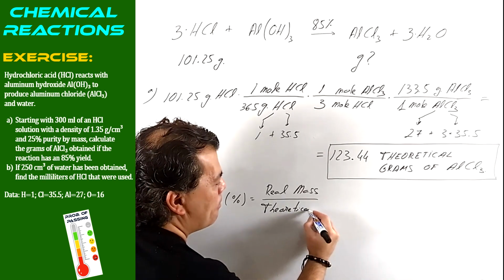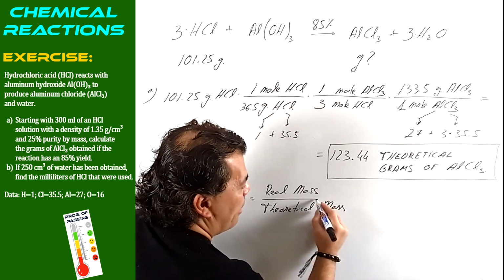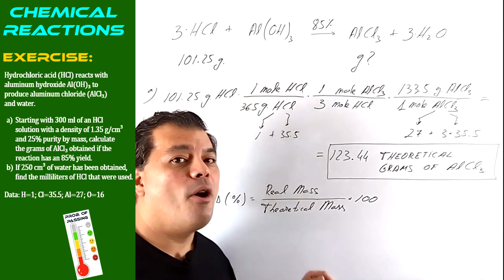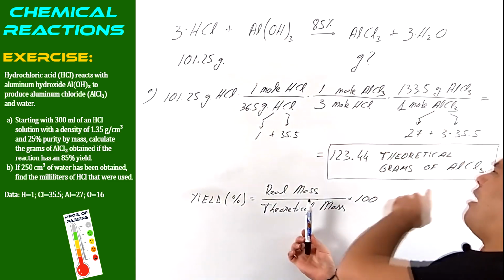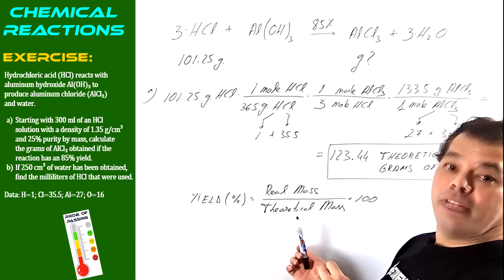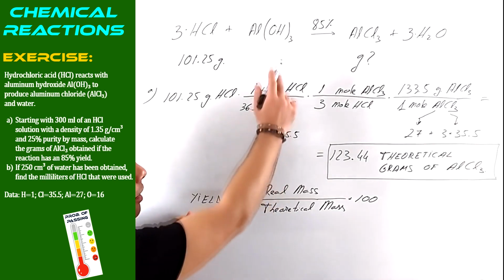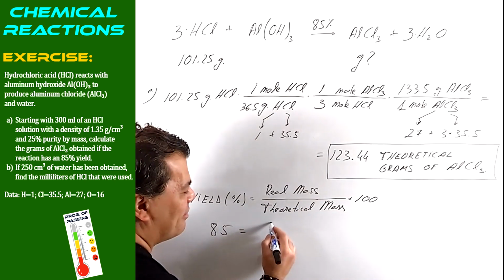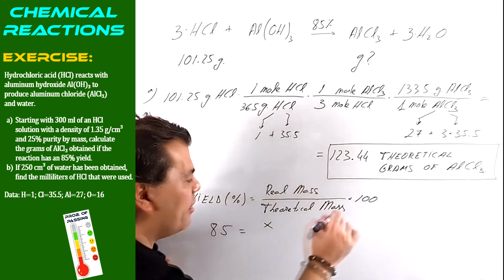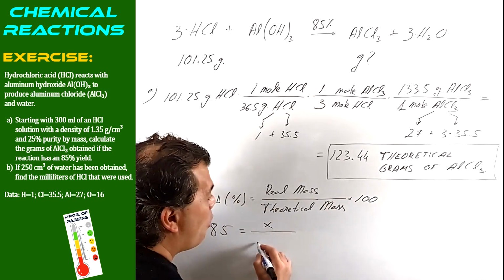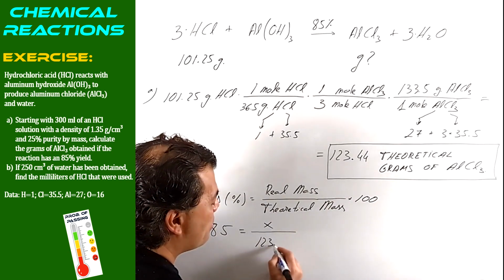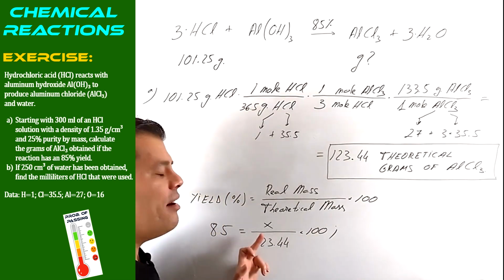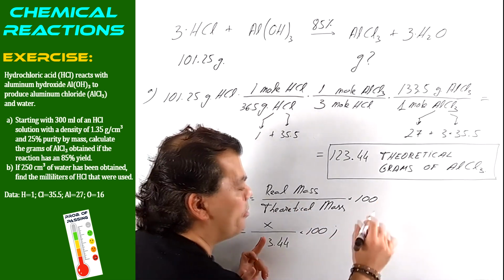Theoretical mass multiplied by 100. And here, using this formula, we will obtain the real mass of aluminum chloride that we will obtain. Let's do it. 85 equals X, the real mass of substance that we are obtaining, divided by 123.44 multiplied by 100. And here we have the real mass of aluminum chloride.